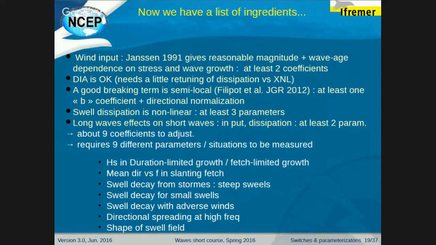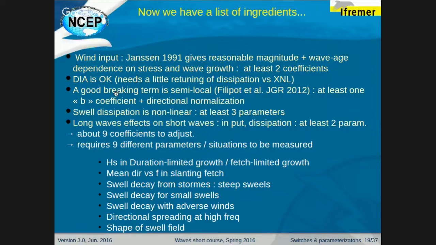So now we have all the ingredients for the model. We need some wind input. When I started working on this, the Janssen input was giving reasonable magnitude of the wind input, and I will tell you how I estimated the magnitude. Then you need some wave age dependence on the stress and the wave growth, between some growth coefficient and some correction for wave age, which gives you at least 2 coefficients you can tune. Then you can play with a nonlinear fraction from the DIA.